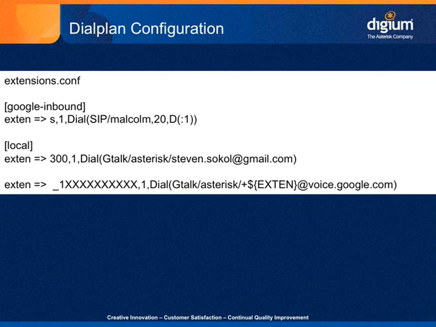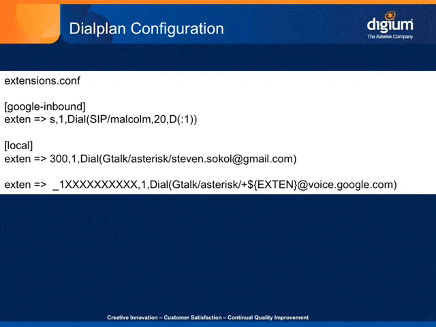The first example is for extension 300. Now, when somebody dials 300, we call the dial application with the technology type of gtalk. So unlike calling a SIP peer or an IAX peer or a DAHDI device, we're calling a gtalk device. We then pass some parameters to the gtalk technology. First, we pass the connection we want to use, Asterisk, which is what we defined earlier. Then we tell the connection who we want to call. In this case, it's steven.sokol@gmail.com.